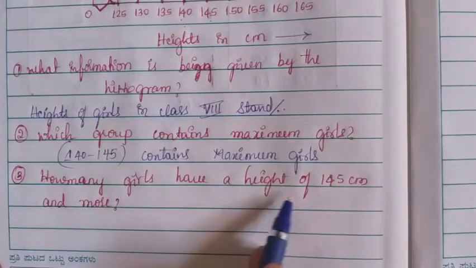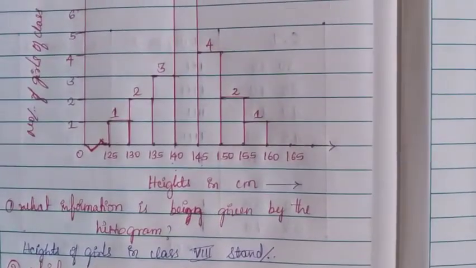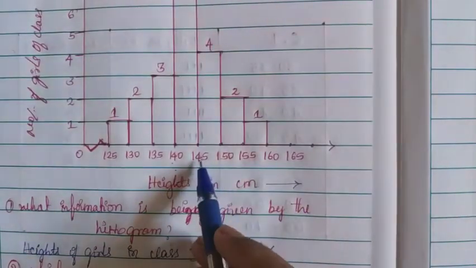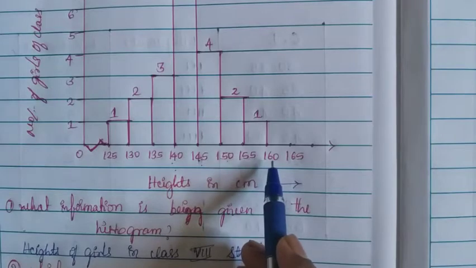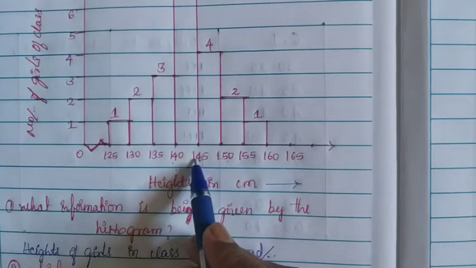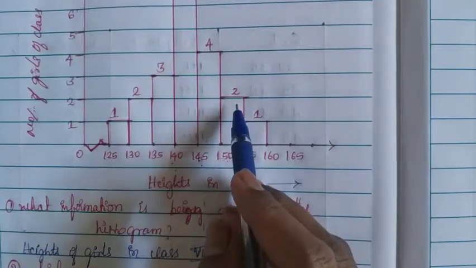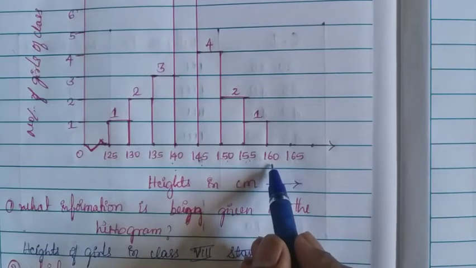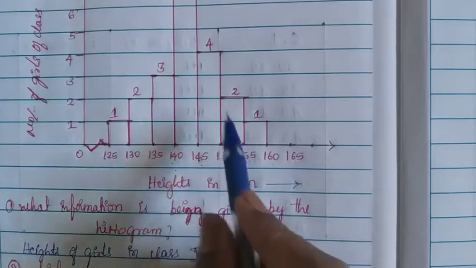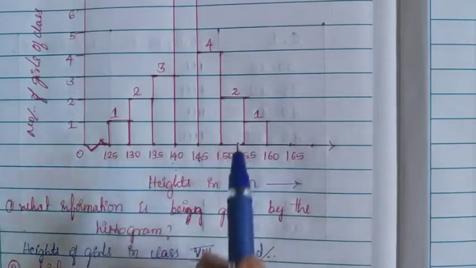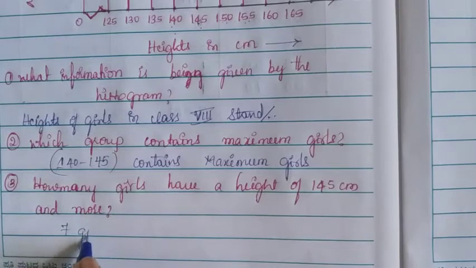Now come to the third question. How many girls have a height of 145 centimeter and more? Look at this figure, after the 145. Here the groups are 145 to 150, 150 to 155, 155 to 160. Under the group 145 to 150, 4 girls are there. From 150 to 155, 2 girls are there. From 155 to 160, only 1 girl. Totally how many girls are there from 145 and more? Yes, 4 plus 2, 6. 6 plus 1, 7. Totally 7 girls.